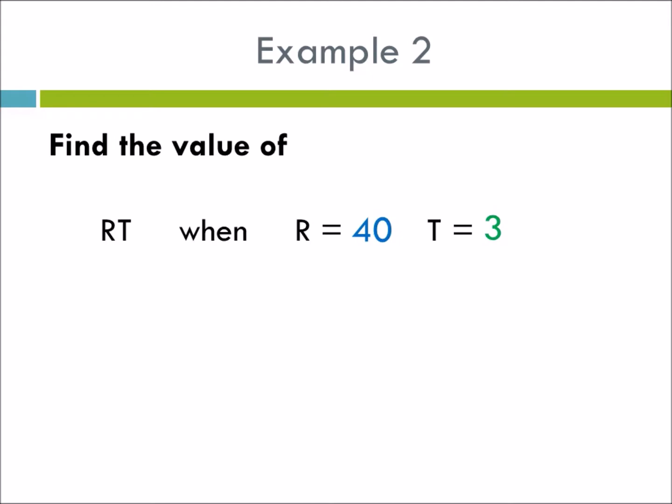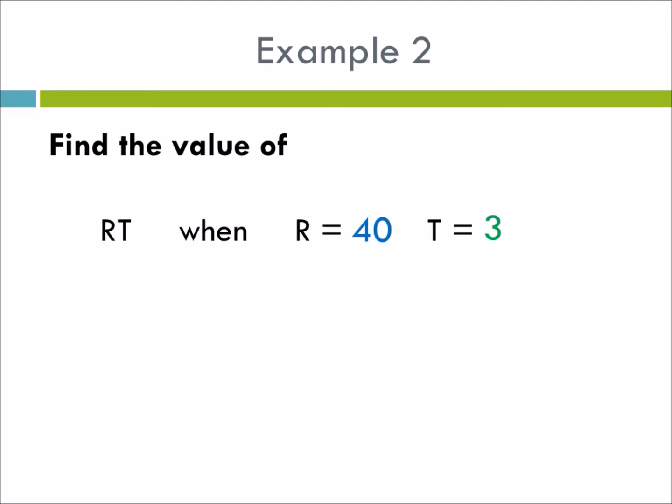Okay, now let's look at example 2. Example 2 is RT. Now in algebra, RT means R times T, because if you remember, when two letters, or when a variable and a coefficient, are next to each other, the operation is multiplication. So this is really R times T, when R is the value of 40 and T is the value of 3.